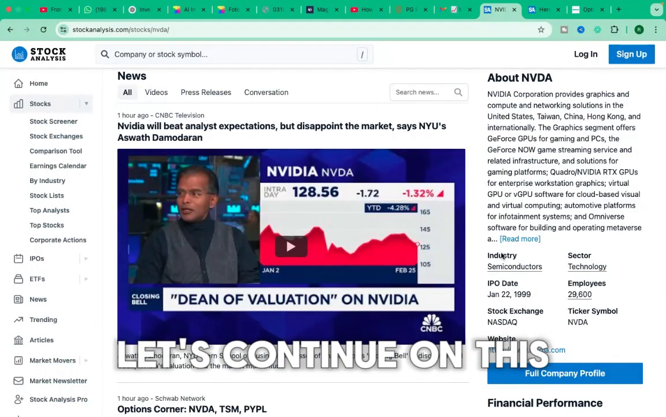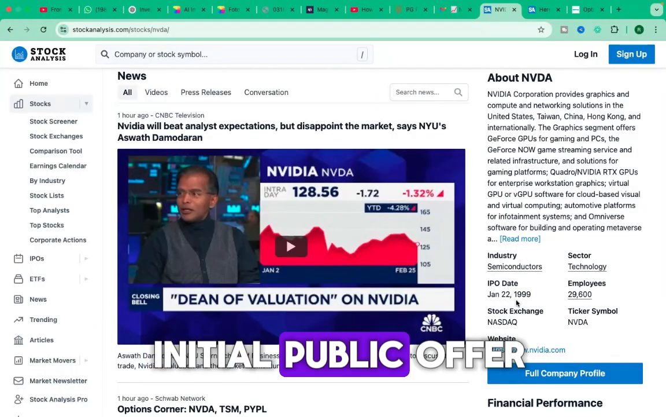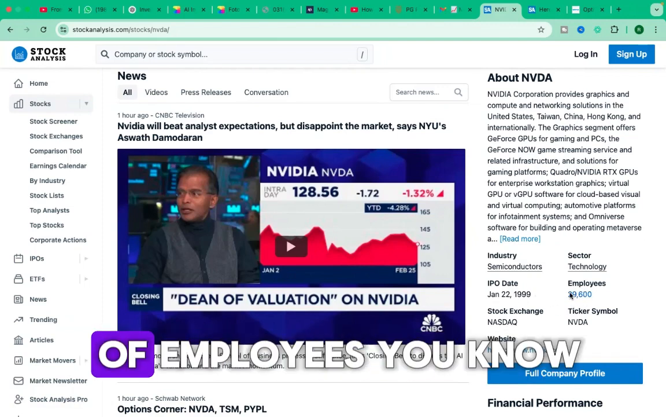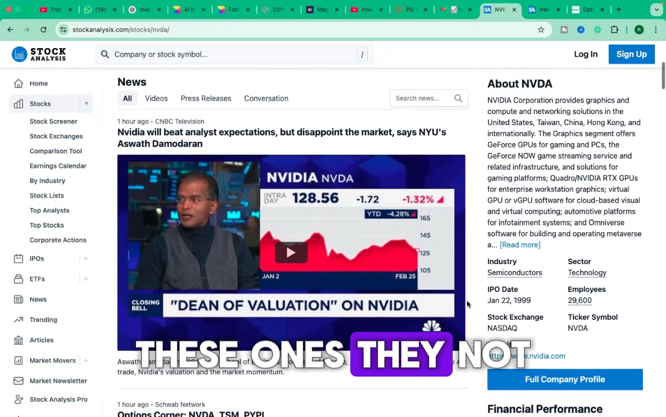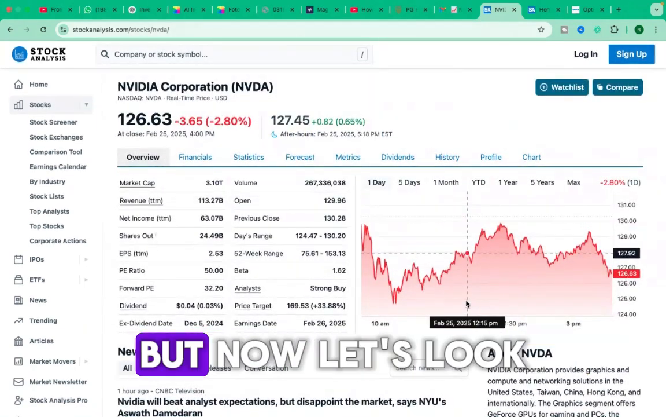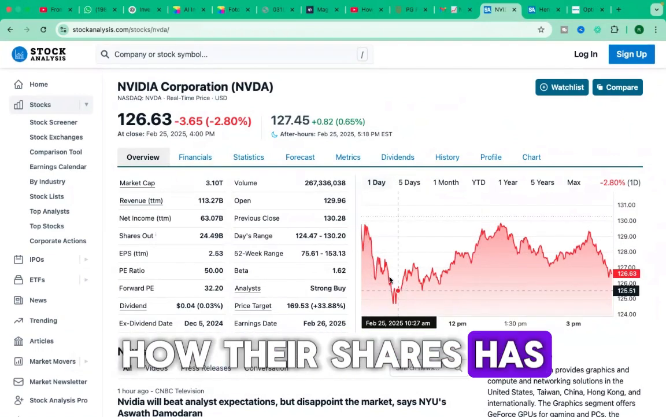Let's continue on this. So it's on NASDAQ. Initial public offer came out in 1999, and they have this number of employees. When you look at this number of employees, these ones may not just go down easily like that. There's no company that can't go down. But now let's look at their shares, how their shares have been performing.